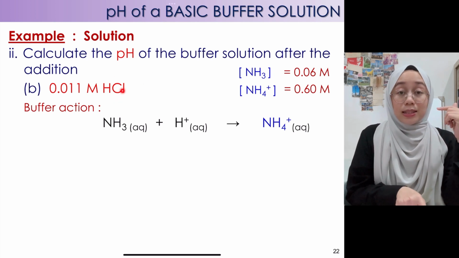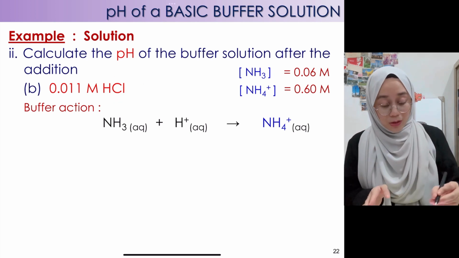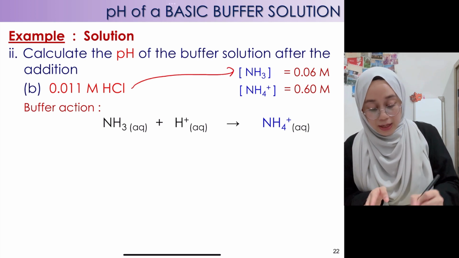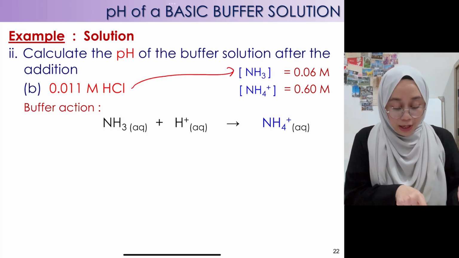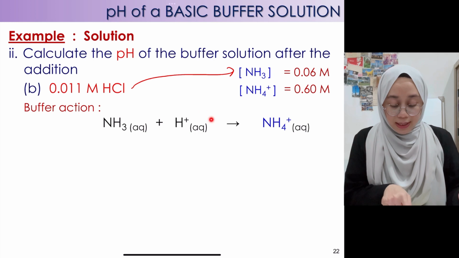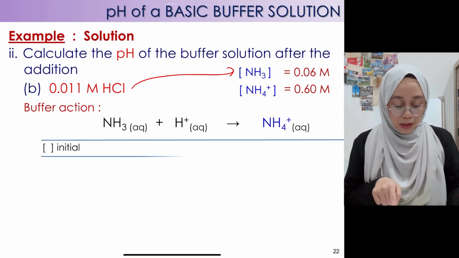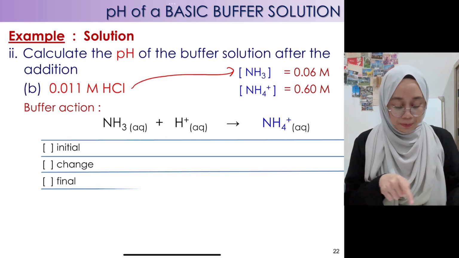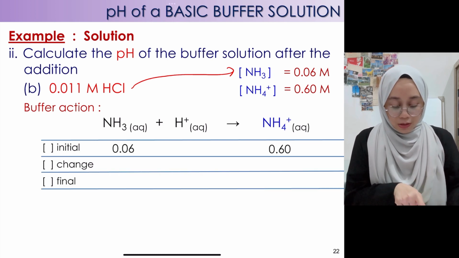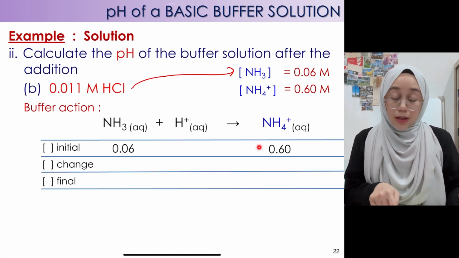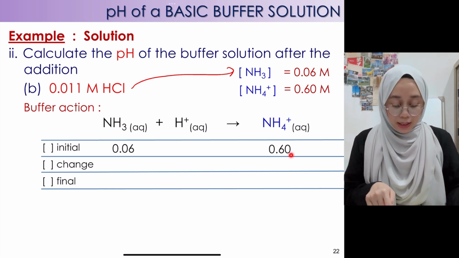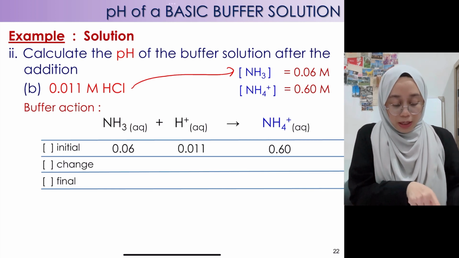So since this acid class, so acid dia akan react with base. So which one is our base? Base adalah ammonia. So ammonia akan react dengan the added H+ dekat sini, akan dapatlah NH4+. Okay, so now kita kena proceed with the ICF table. Okay, so 0.06, so kita guna initial concentration of salt and also base yang kita ada tadi. And then untuk H plus pula kita guna pakai yang 0.011 dekat sini.